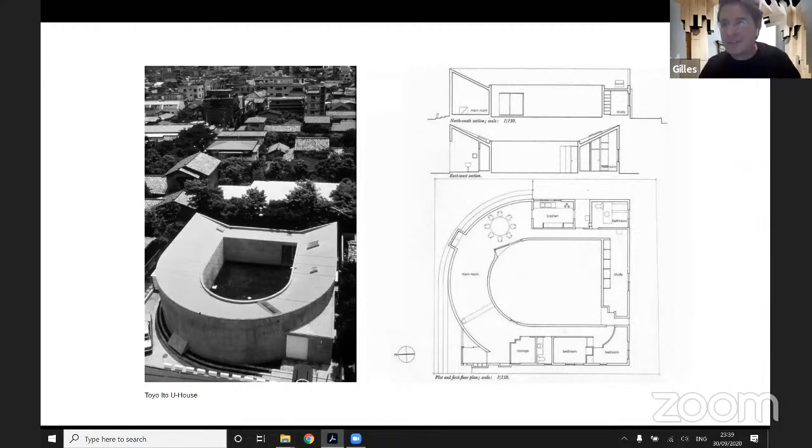So I cannot do this project anymore. I'm completely messed up there. I cannot do this project, which is a project about space, right? Like this could be a timber framed building as well. It's Toyo Ito's brilliant U house, right?